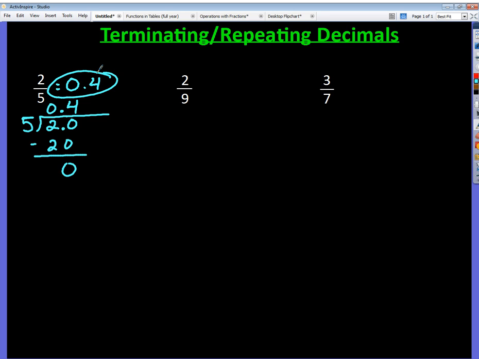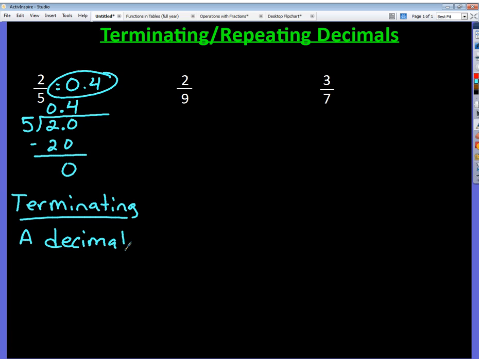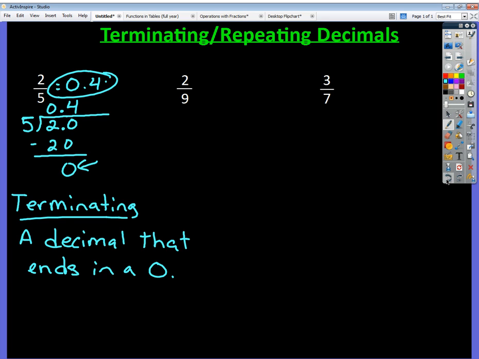Now, that right there is an example of a terminating decimal. And what a terminating decimal is, it's a decimal that ends in a 0. I'll write that down for you. A decimal that ends in a 0. And where is that 0? Well, technically down here, that's the 0 that it ended in. And realistically, I could rewrite this as 0.40 or 4 tenths or 40 hundredths. Those all have the same meaning as 2/5. So that is your example of a terminating decimal.